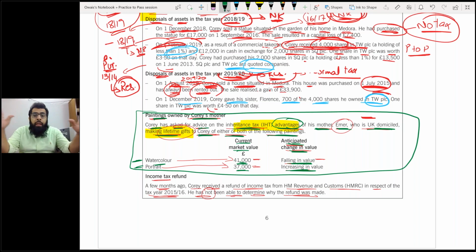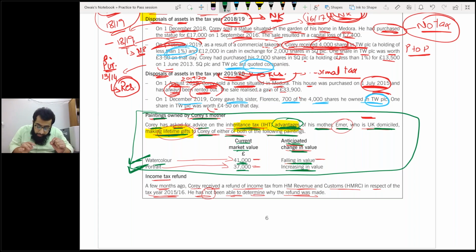Everyone, I have a question. What are the benefits? What are the advantages of Emma making a lifetime gift of these two paintings, watercolor and portrait? Everyone, please, I want answers from you people.